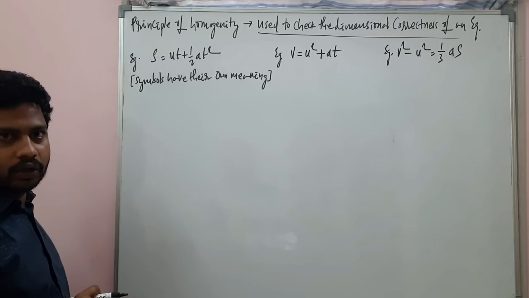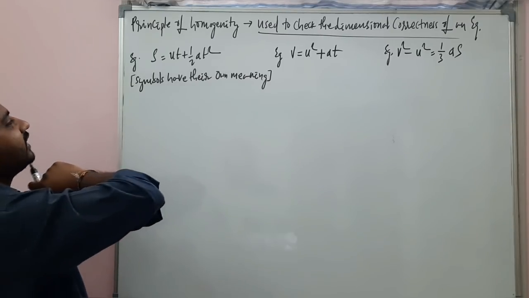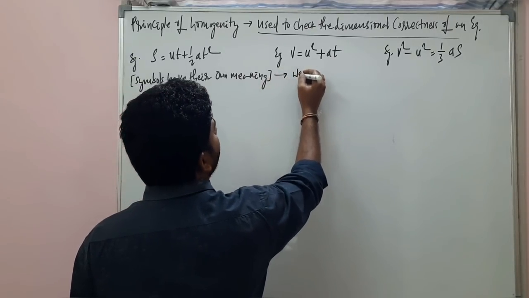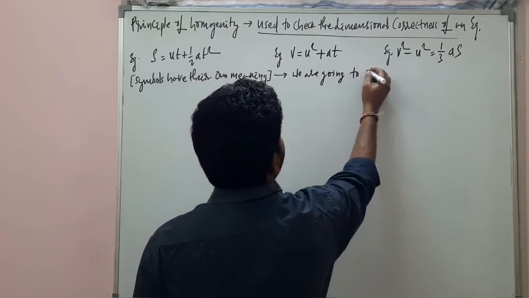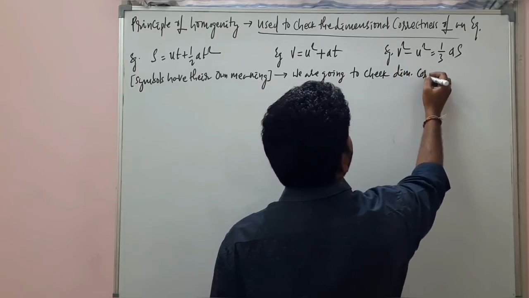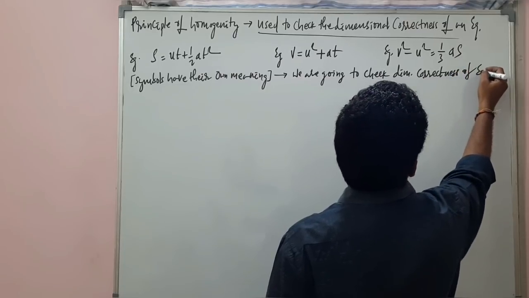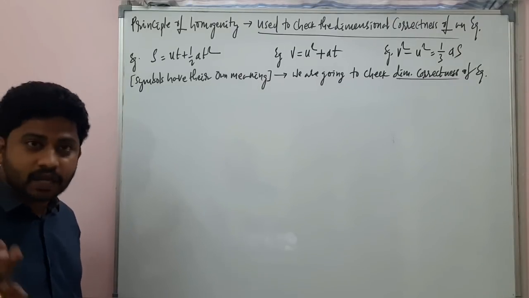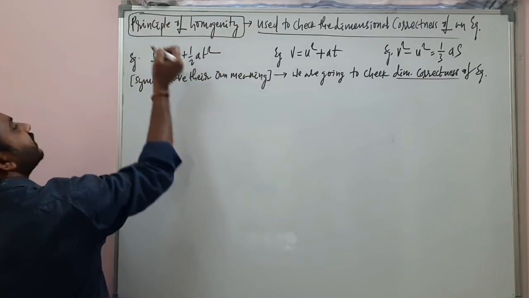Listen to me carefully. We need to check the dimensional correctness of each and every equation. All the three equations, dimensional correctness we are going to check. How can we check the dimensional correctness? By using the principle of homogeneity. Let's start with the first one.